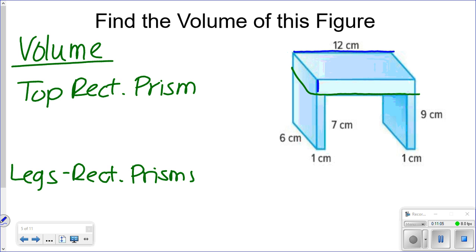He's saying this whole thing is 9. If this is 7, I have 2 left over. That's what would be the height of that. That's good. And then I got to know this yet.